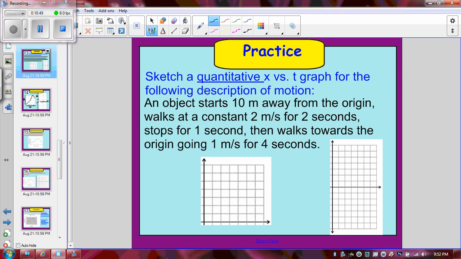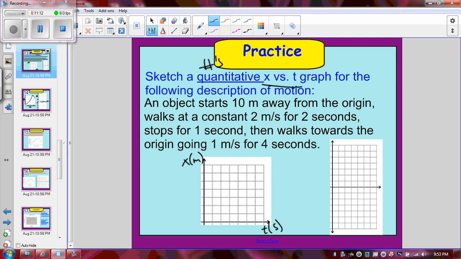First of all, it wants us to sketch a quantitative, meaning numbers are going to be important here. Secondly, I notice it's a position versus time graph, and we've seen a lot of those. So let's go ahead and label our axes. The position always goes on the y-axis, and it's measured in meters, and the time always goes on the x-axis, and it's measured in seconds.